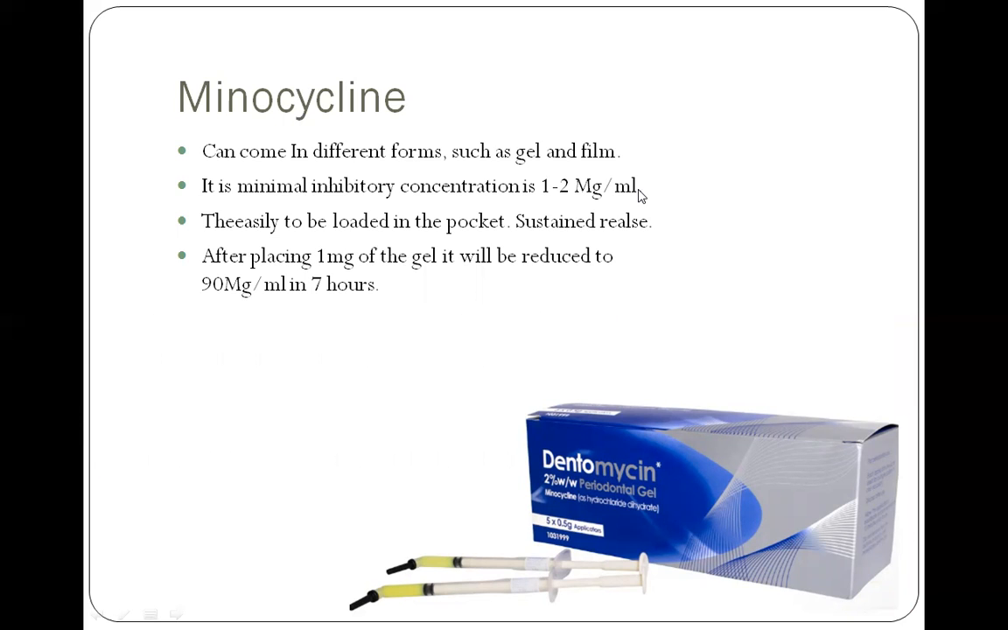Minocycline can come in different forms. There are gels, there are films and chips and so on. Its minimal inhibitory concentration is about 1 to 2 microgram per milliliter. What does this mean? It means that it should stay inside the subgingival or gingival fluid at a concentration of 1 to 2 microgram per mil to be effective against periodontal pathogens.